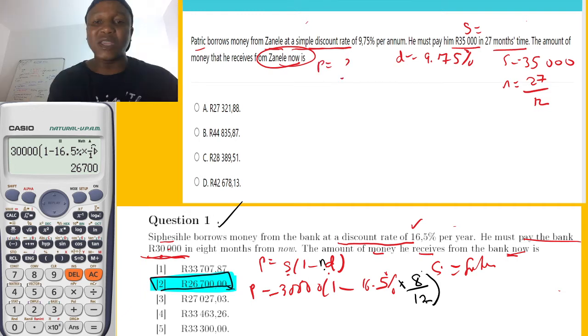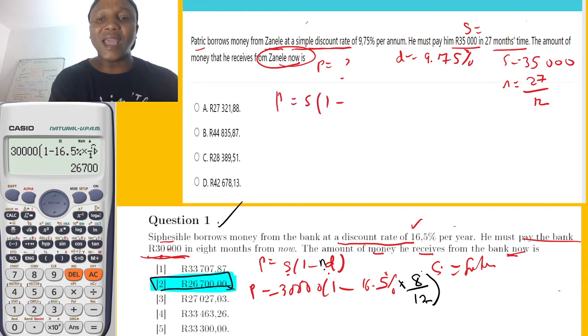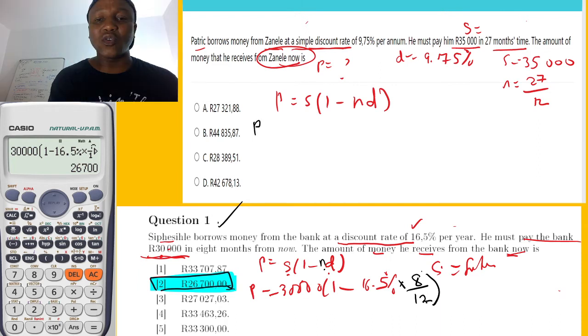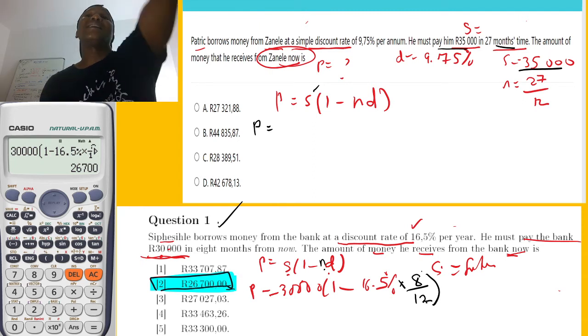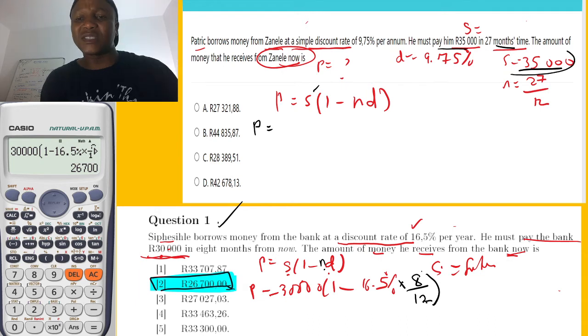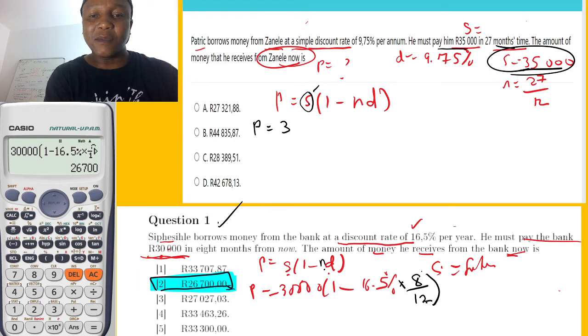So P is S times 1 minus N times D, the discount rate. Okay, now let's plug it in. We're looking for the amount now. We don't have the future value, we have S, because they say he must pay in 27 months, the amount he has to pay after a certain period of time, which is represented by S. So S is 35,000.